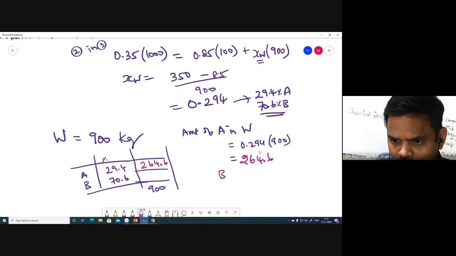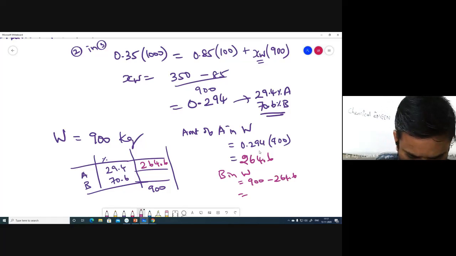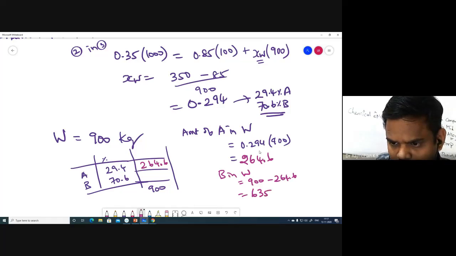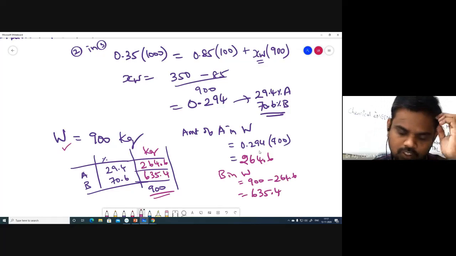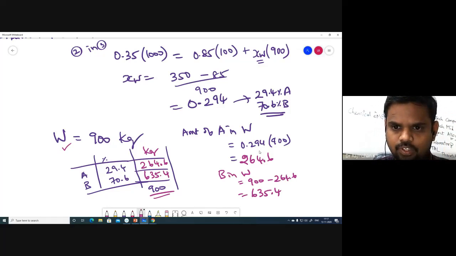So what is the amount of B in W? 900 minus 264.6. How much? 635.4. Okay. Total is 900. This is the amount in kg, and this is the percentage composition. So that's what was asked in the question. So that is the answer for this question.